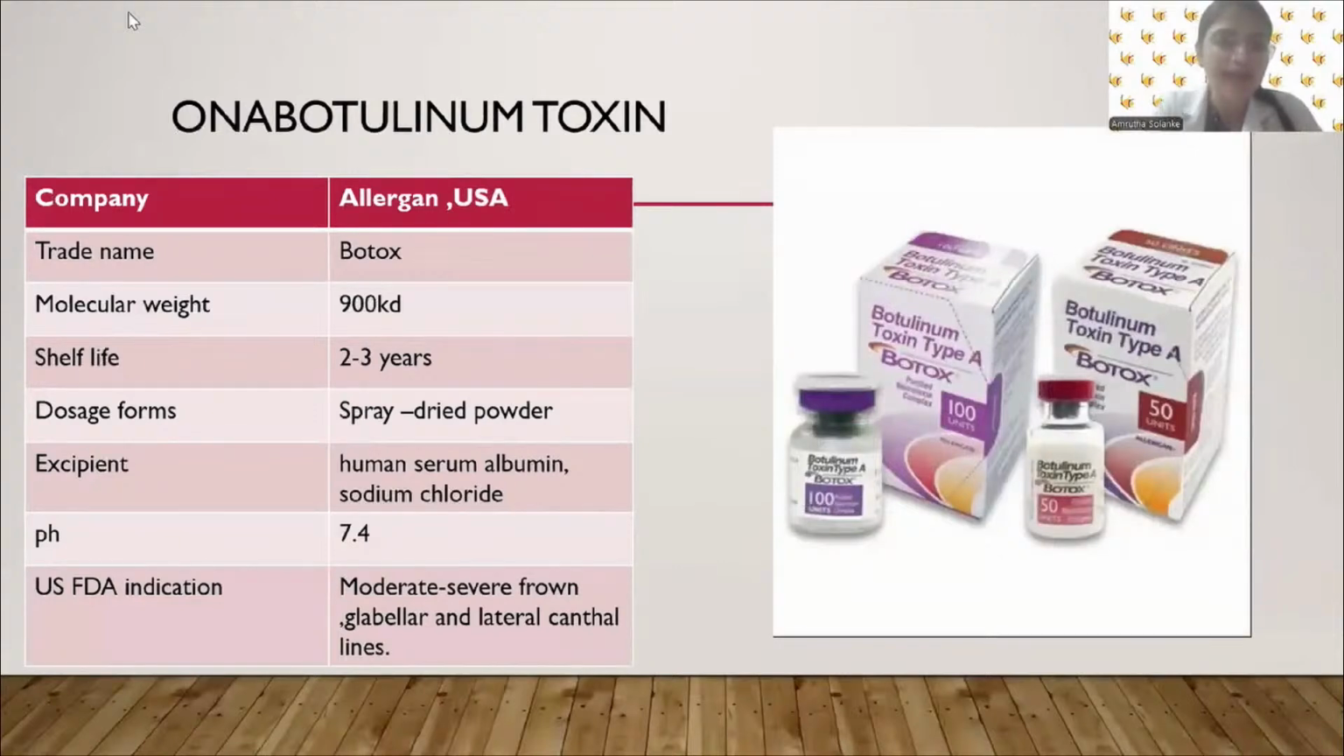The molecular weight is 900 kDa. The shelf life is 2 to 3 years. Dosage form is in the spray dried powder. Excipient human serum albumin, sodium chloride. The pH is 7.4 and it is US FDA approved for moderate to severe frown lines, glabellar and lateral canthal lines. It is available as 50 and 100 units per vial.